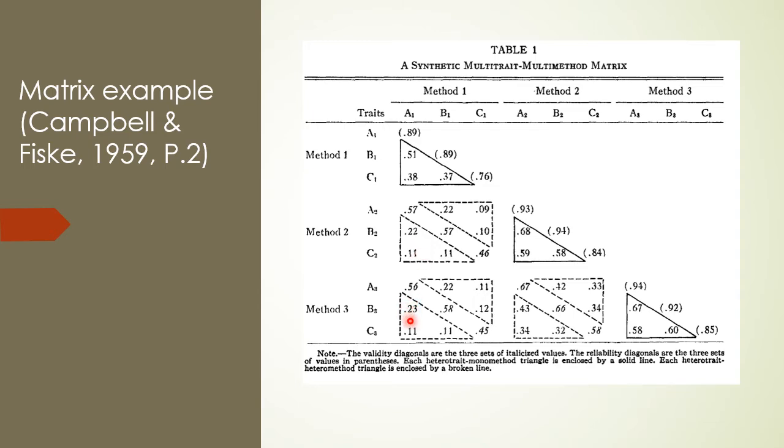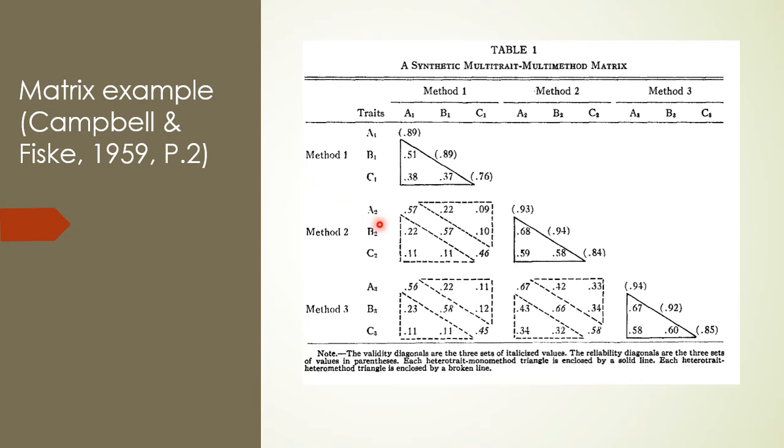And we can even look at this specific example as well, where this diagonal is monotrait but heteromethod compared to these values that are heterotrait and heteromethod, and we can see that the values here are higher.